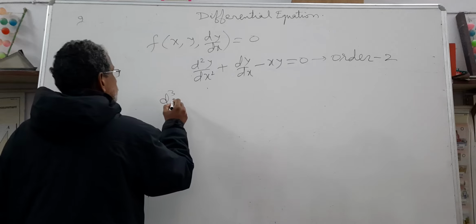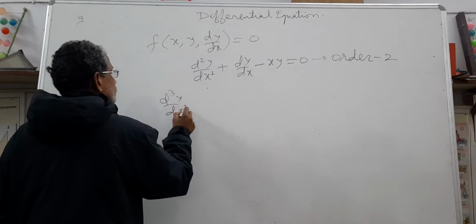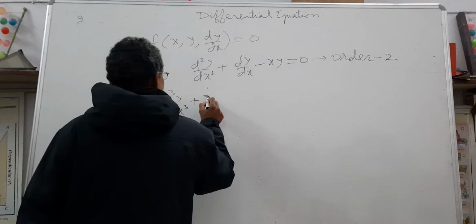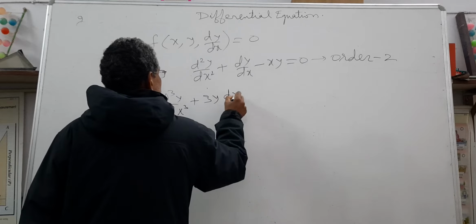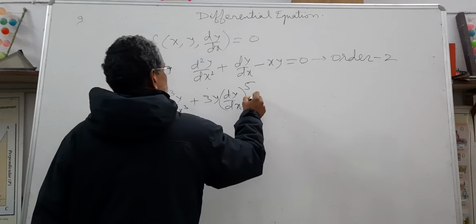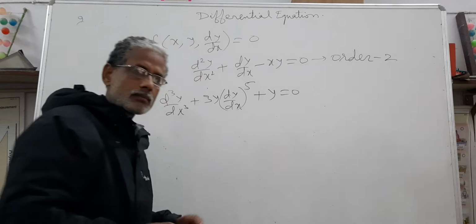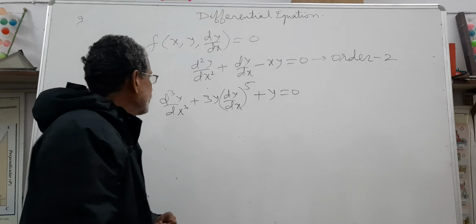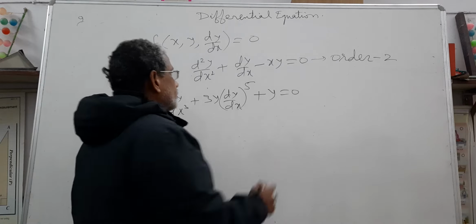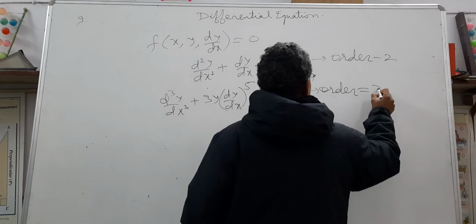Take d³y/dx³ plus 3y (dy/dx)⁵ plus y is equal to 0. The order of this differential equation is 3. Order is 3.